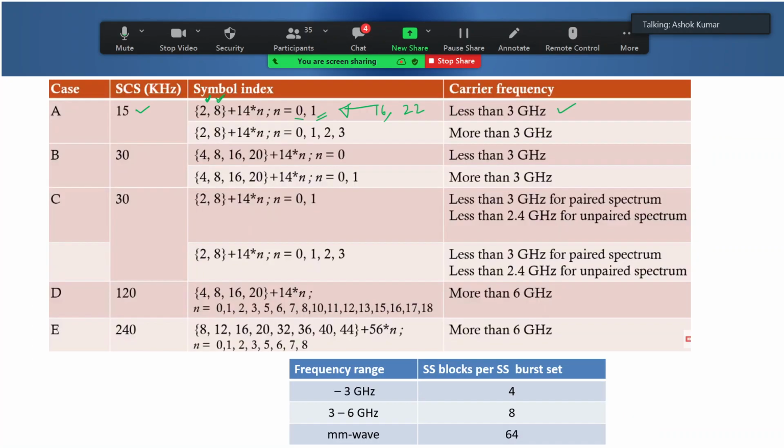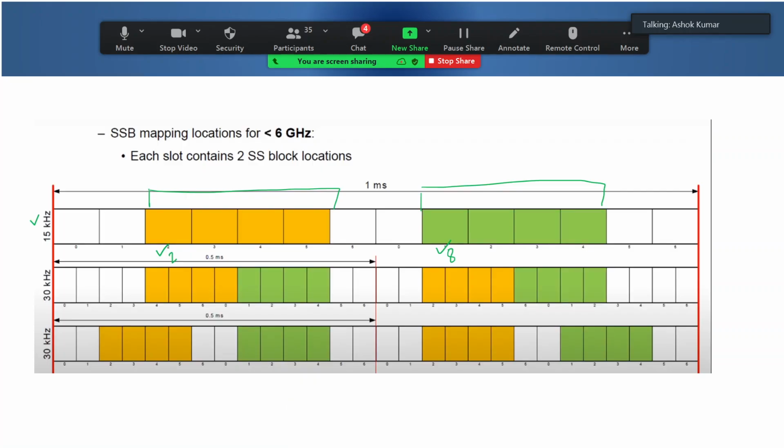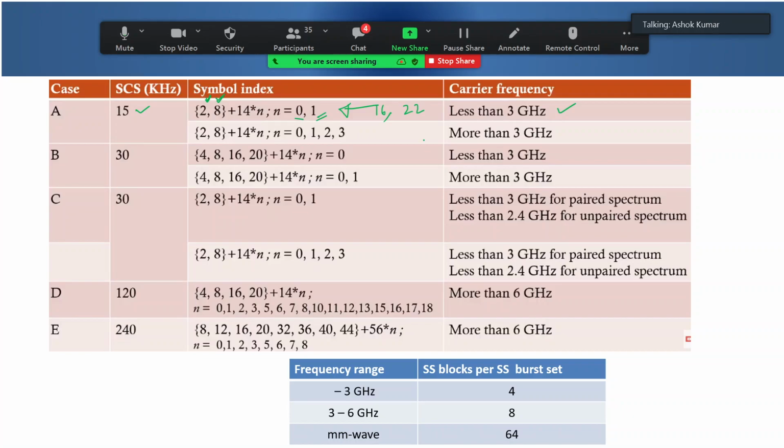So here, this is 1 millisecond. You have 2 SS blocks. Now in the next 1 millisecond, again at the same positions we calculated, 16 will come here and 22 will come here. The SS block will be there. So that means in this case, the maximum number of possible SS blocks would be 4. Just see the below table: for frequencies less than 3 gigahertz, the maximum number of SS blocks possible is 4.